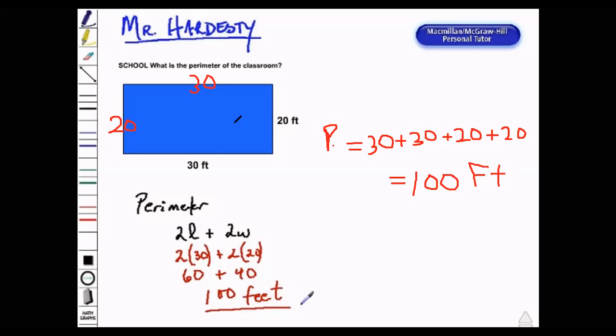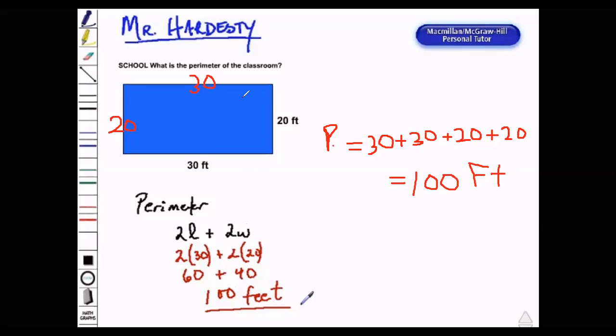I have two ways to use. A formula of perimeter of rectangle: 2 times the length plus 2 times the width. 2 times length, 2 times 30 equals 60, plus 2 times its width. The width is 20. 2 times 20 equals 40. Then we add 60 plus 40 equals 100.